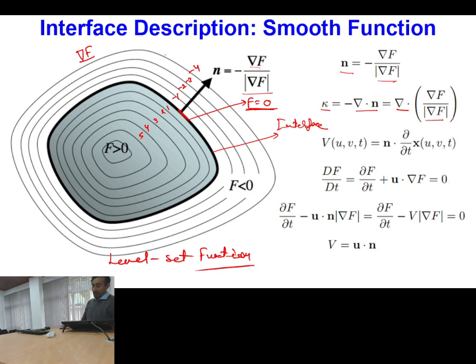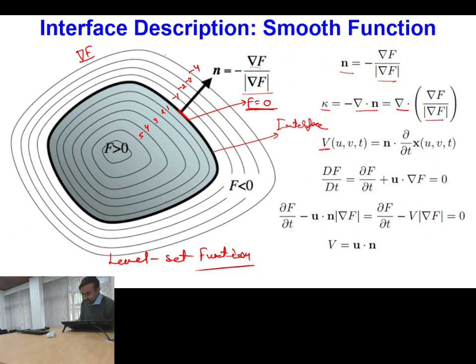Now, what is the utility of using this smooth function? The utility is that if you can propagate the value of this smooth function with the fluid flow, that is, if you can advect the value of this smooth function with the fluid flow, then you can define the new location of the interface also. That is what is being done here.